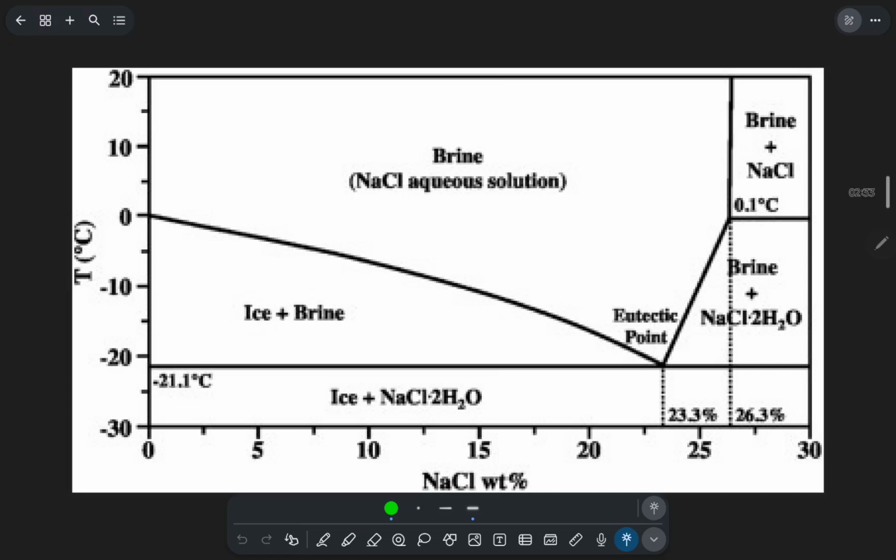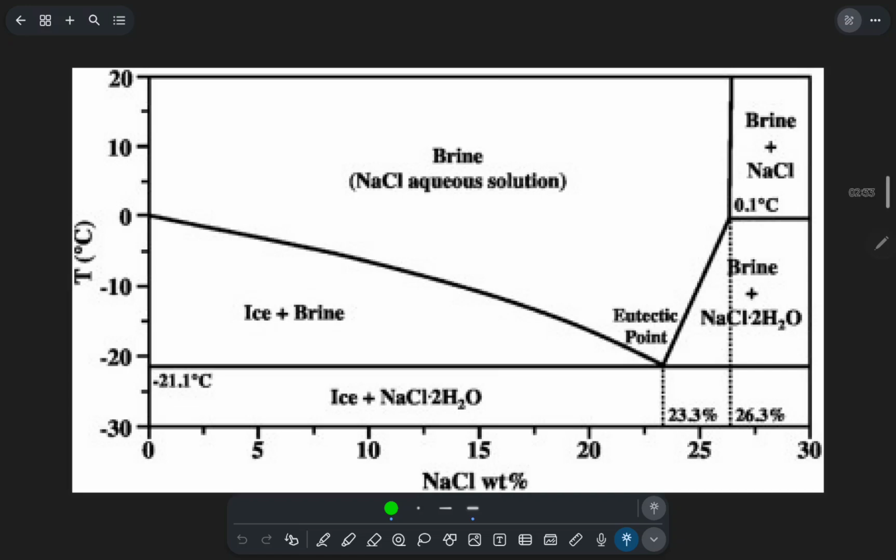So basically, you need to convert grams here to moles of sodium chloride. You'd use the molar mass to do that. And then to go from milliliters to kilograms of H2O, you're going to need the density.